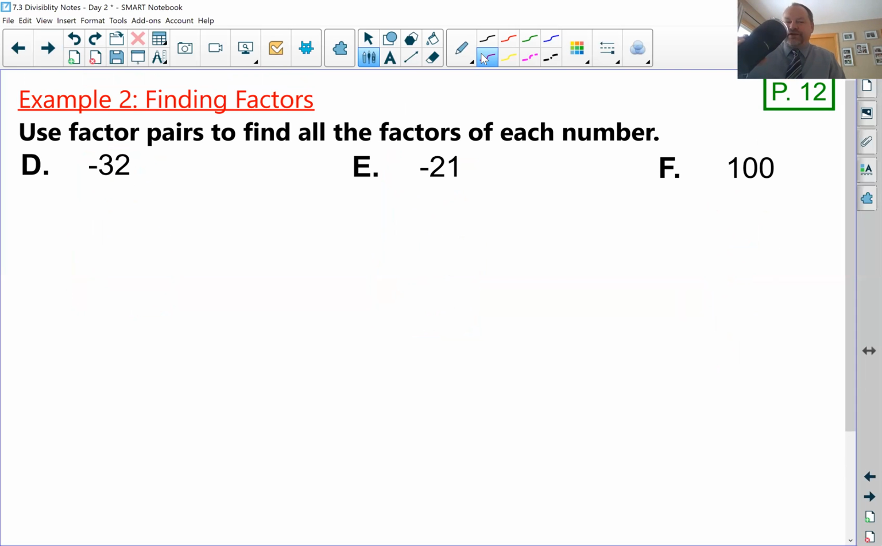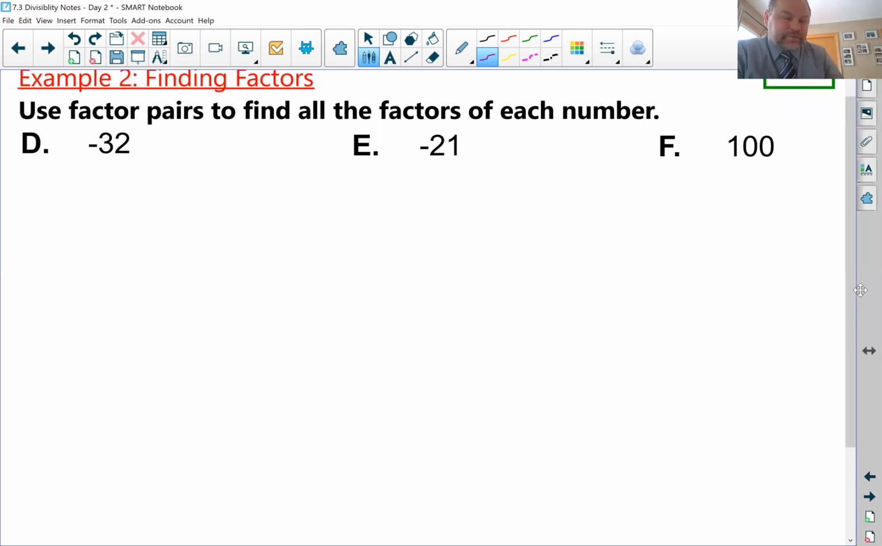Factor pairs using negative numbers. So I know if I have a negative value, one of my two numbers that I multiply has to be negative. So I could have 1 and negative 32, or negative 1 and positive 32. So this is the way I'm going to deal with that. I'm just going to write it down.